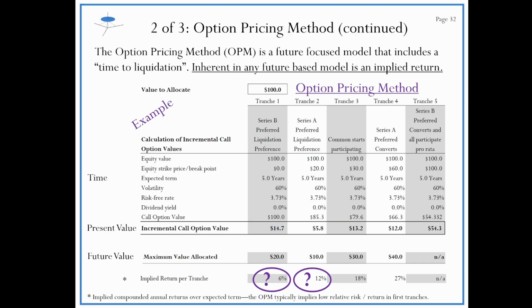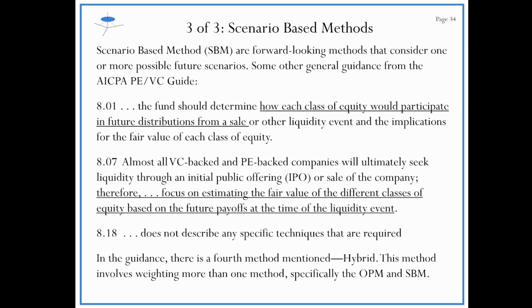Method 3 is guidance, not a specific method. The scenario-based method is a forward-looking method that considers one or more probable outcomes. How does each class participate in the future liquidation? What is the form of liquidation event, IPO, sale? Does that affect the liquidation rights of each class? It does not describe a specific model, though.